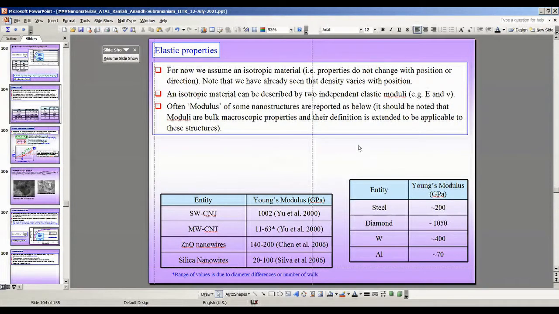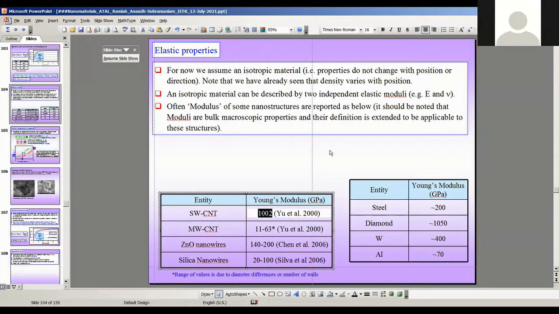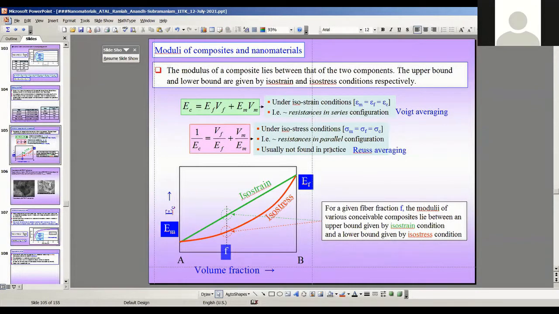I will not talk about the elastic properties in detail, except to tell you that some of the nanostructures, like the carbon nanotube, are found to have very high elastic Young's modulus, right? So the Young's modulus can be very high. And what you can do is use these carbon nanotubes to reinforce certain materials which are poorer in toughness, like alumina, etc. And you can make composites, and the modulus of a composite, depending on the volume fraction, will lie somewhere between what is called the iso-stress limit and the iso-strain limit.